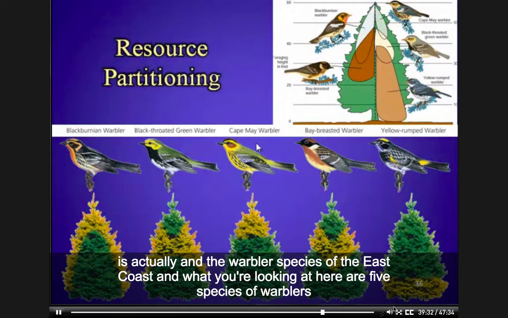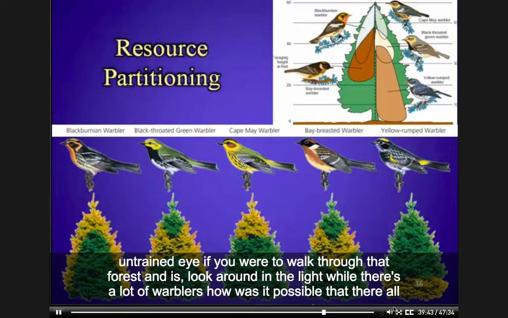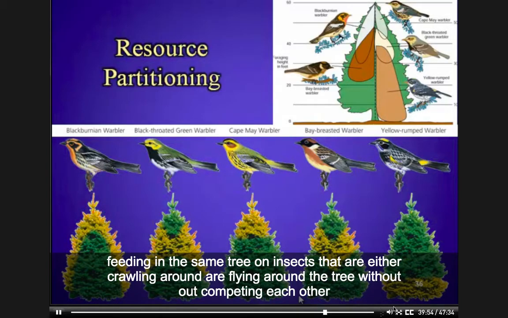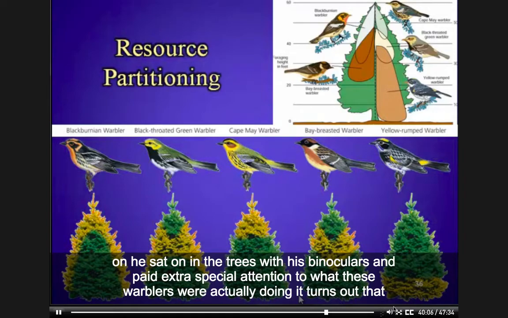What you're looking at here are 5 species of warblers. And it doesn't matter what they are here, but these 5 species of warblers all live in the same tree, the same species of tree. And to the untrained eye, if you were to walk through that forest and just kind of look around, you'd be like, wow, there's a lot of warblers. How is it possible that they're all feeding in the same tree on insects that are either crawling around or flying around the tree without outcompeting each other? And it took a researcher by the name of MacArthur to figure this out. He sat in the trees with his binoculars and paid extra special attention to what these warblers were actually doing.